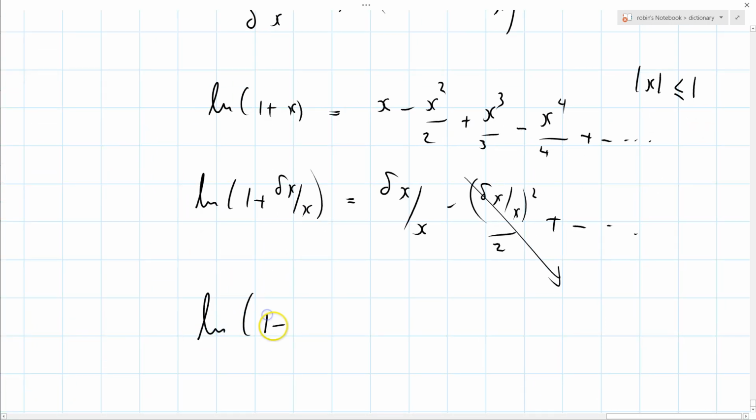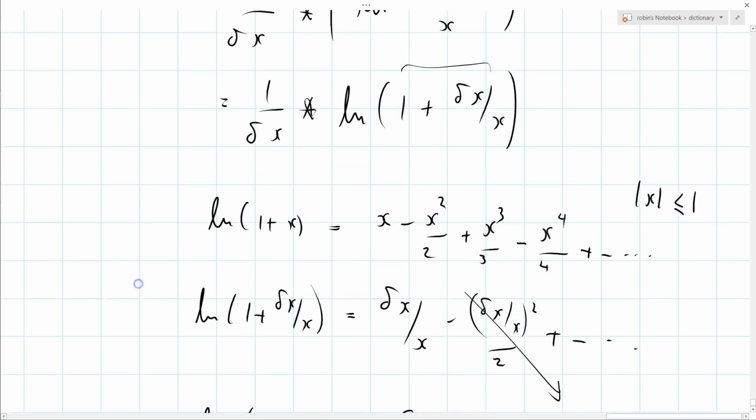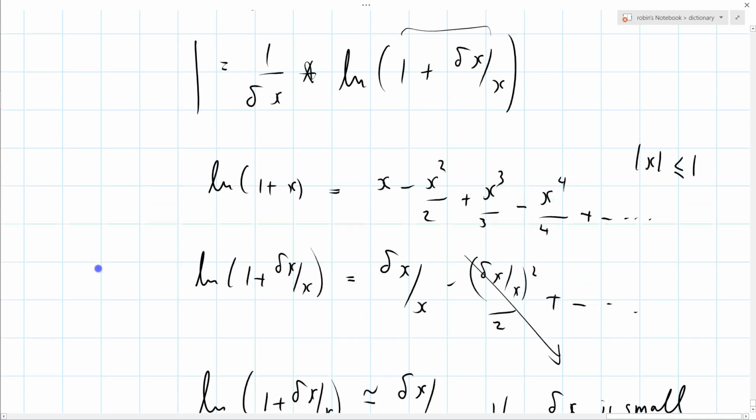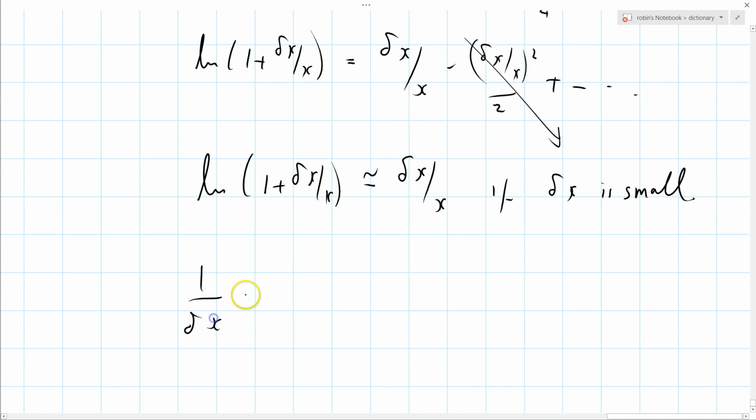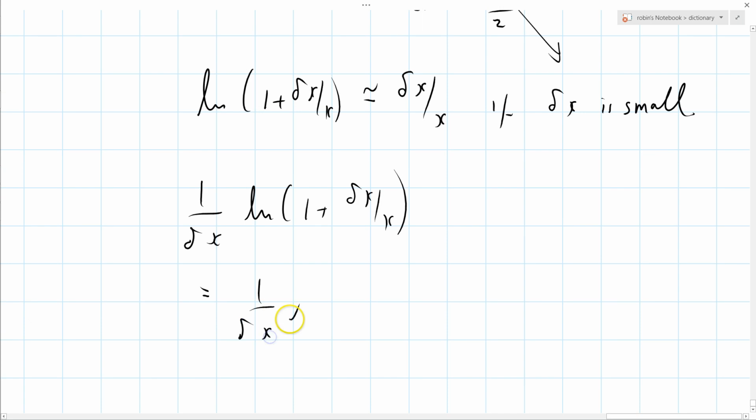So log of 1 plus delta x over x is approximately delta x over x if delta x is small, because the error terms are all delta x squared. So where's my differential? Well, my differential is 1 over delta x times that. So we've got 1 over delta x log of 1 plus delta x over x equals 1 over delta x times delta x over x. And lo and behold, the delta x's cancel. Equals 1 over x. How about that?